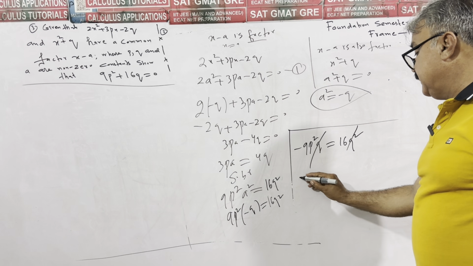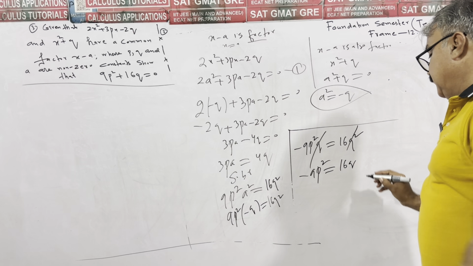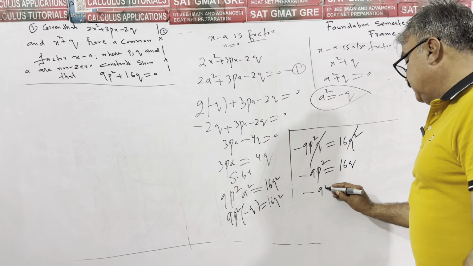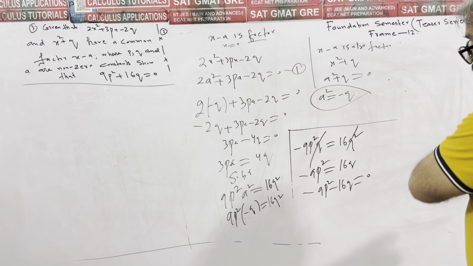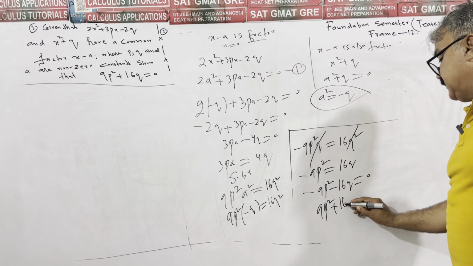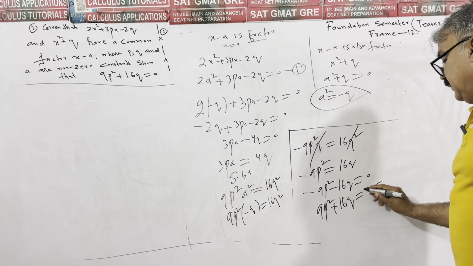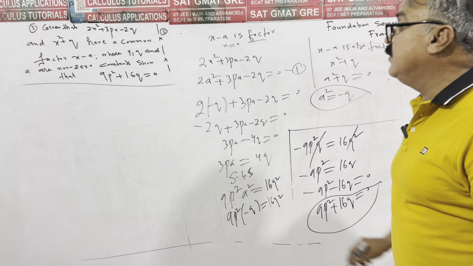Q cancelled out, here remains q. Minus 9p square is equal to 16q. Shift here: minus 9p square minus 16q is equal to 0. Multiplying by minus, we have 9p square plus 16q is equal to 0. That's our result after squaring both sides.